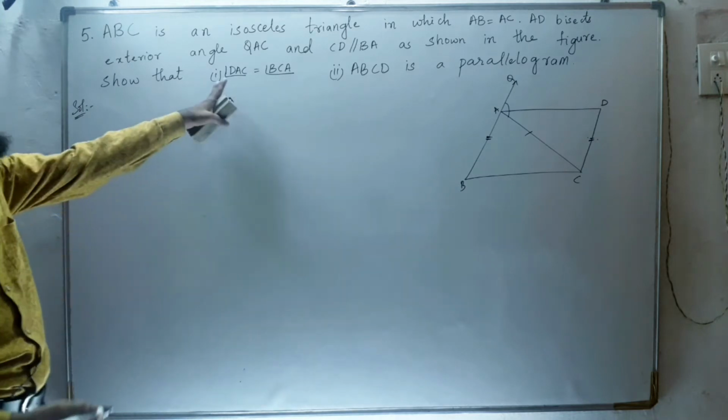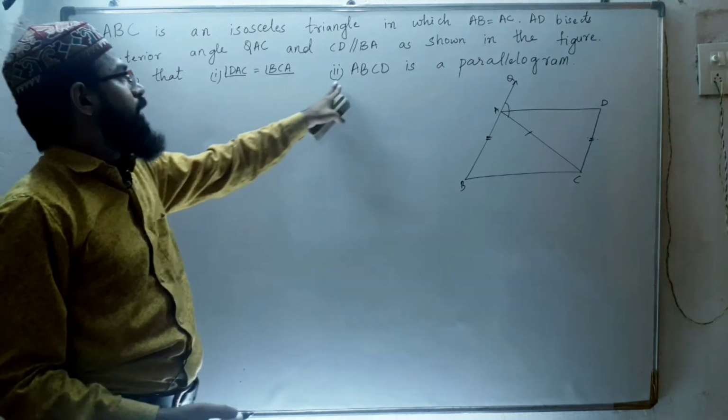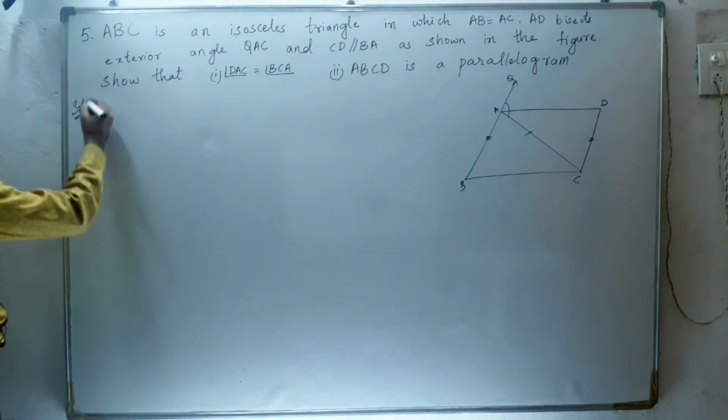So we have to show 2 points. One is angle DAC is equal to BCA, and the second is that ABCD is a parallelogram. So let us start the solution.